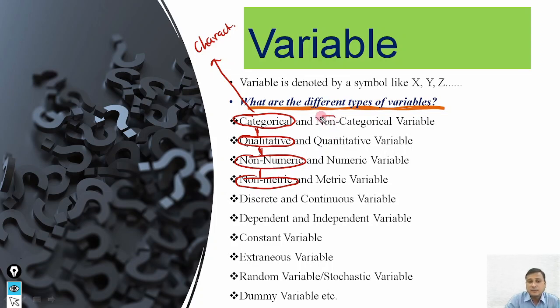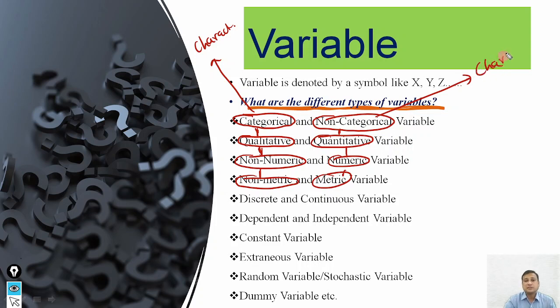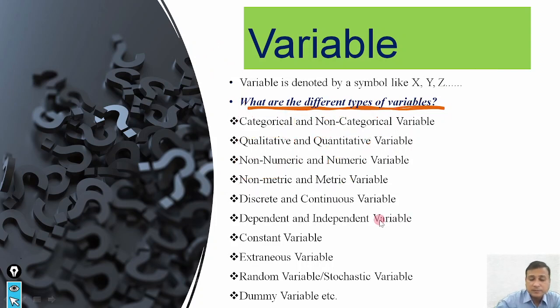On the opposite side, non-categorical variable, quantitative variable, numeric variable and metric variable, though the names are different, they all are the same and they lead to the same thing. They represent the same characteristic of the variable. Fine. So this part we will see in the upcoming slide. Once we understand the meaning, you will come to know why I am saying this.